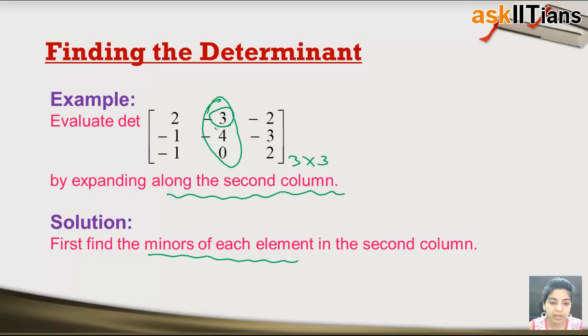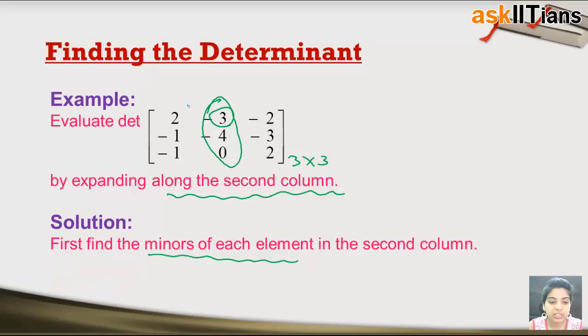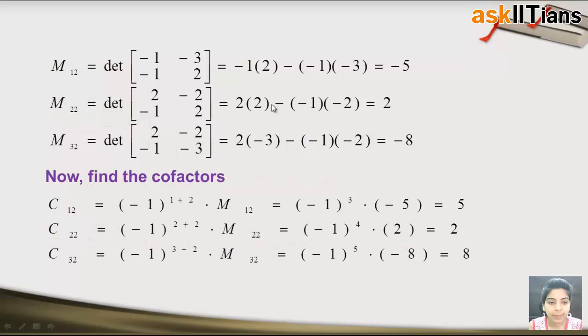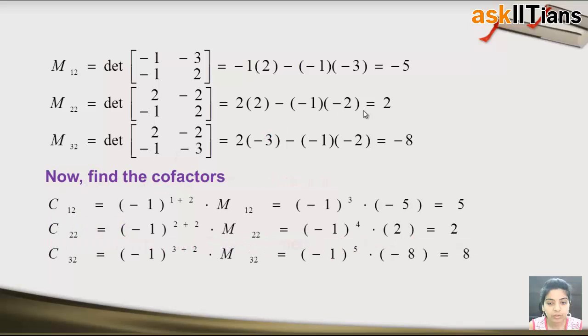Now in order to find out the minor of this particular element, as we have discussed, you will just delete this row and this column. That will be the minor of this element. So we are left with the elements minus 1, minus 3, 2, and determinant of this gives M12. So we get it as minus 5. Similarly, you can find out for minus 4, we get M22 as 2, then we find out M32, we get it as minus 8.